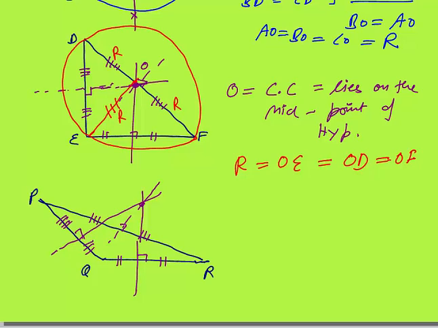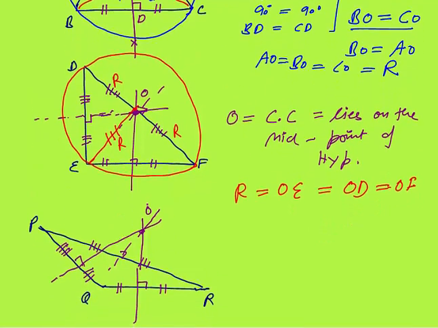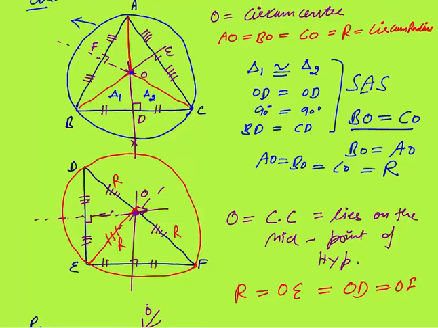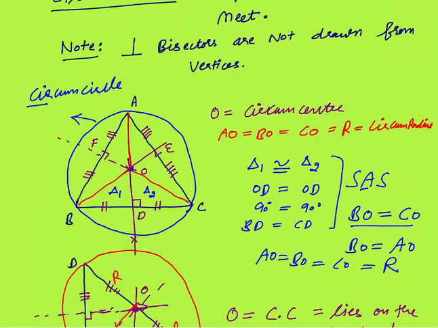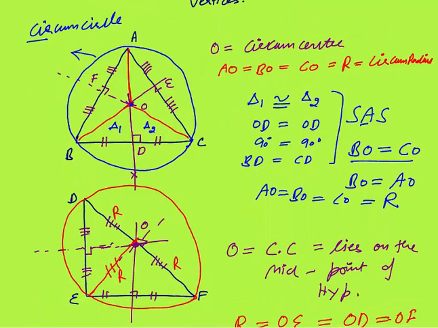So this point is O. Very important: in an obtuse angle triangle, the circumcenter lies outside the triangle. In a right angle triangle, the circumcenter lies on the midpoint of the hypotenuse. And in an acute angle triangle, this is the acute angle triangle. This is right, and that was obtuse.